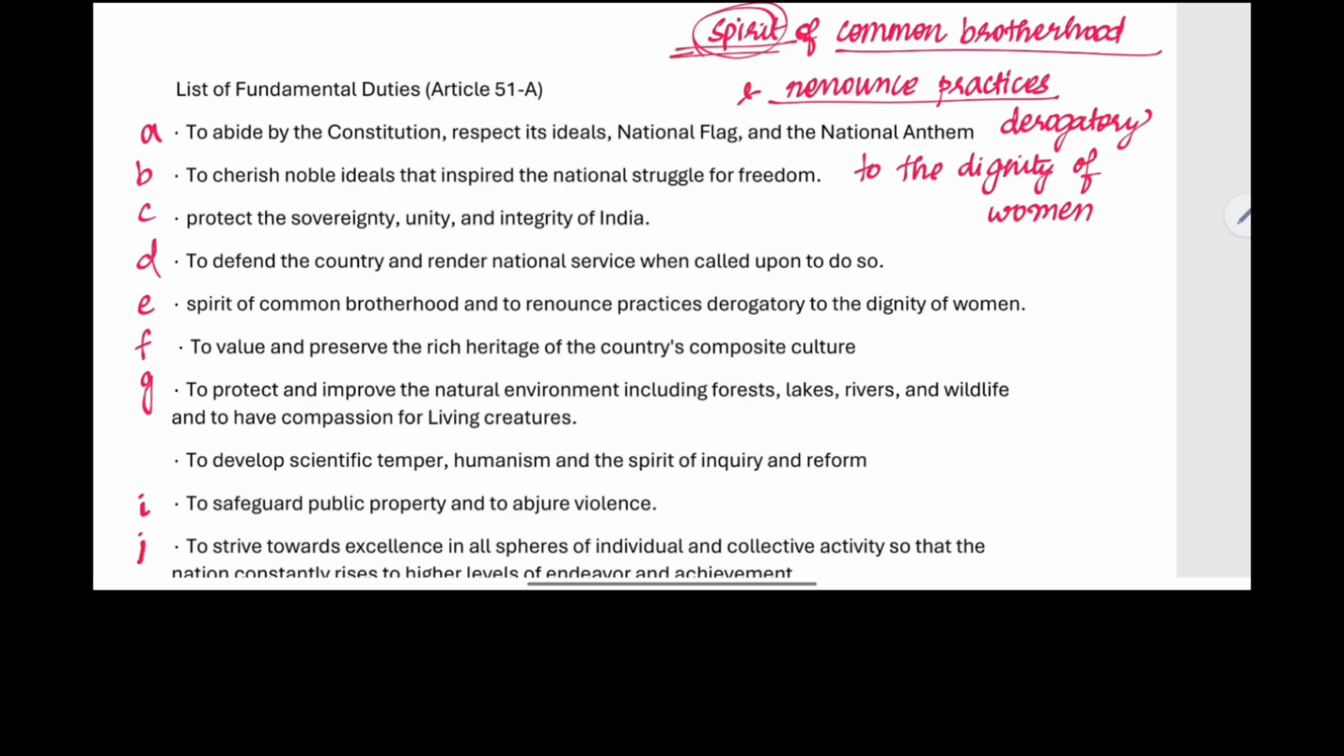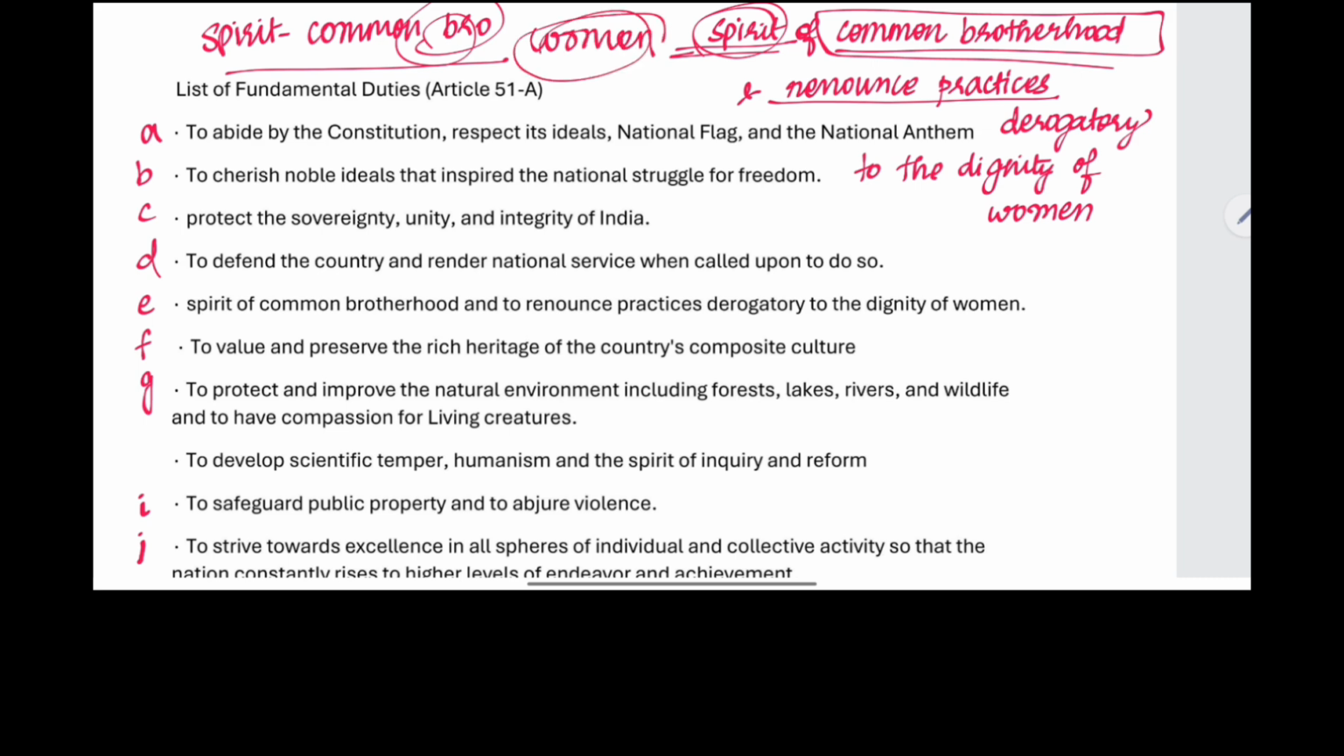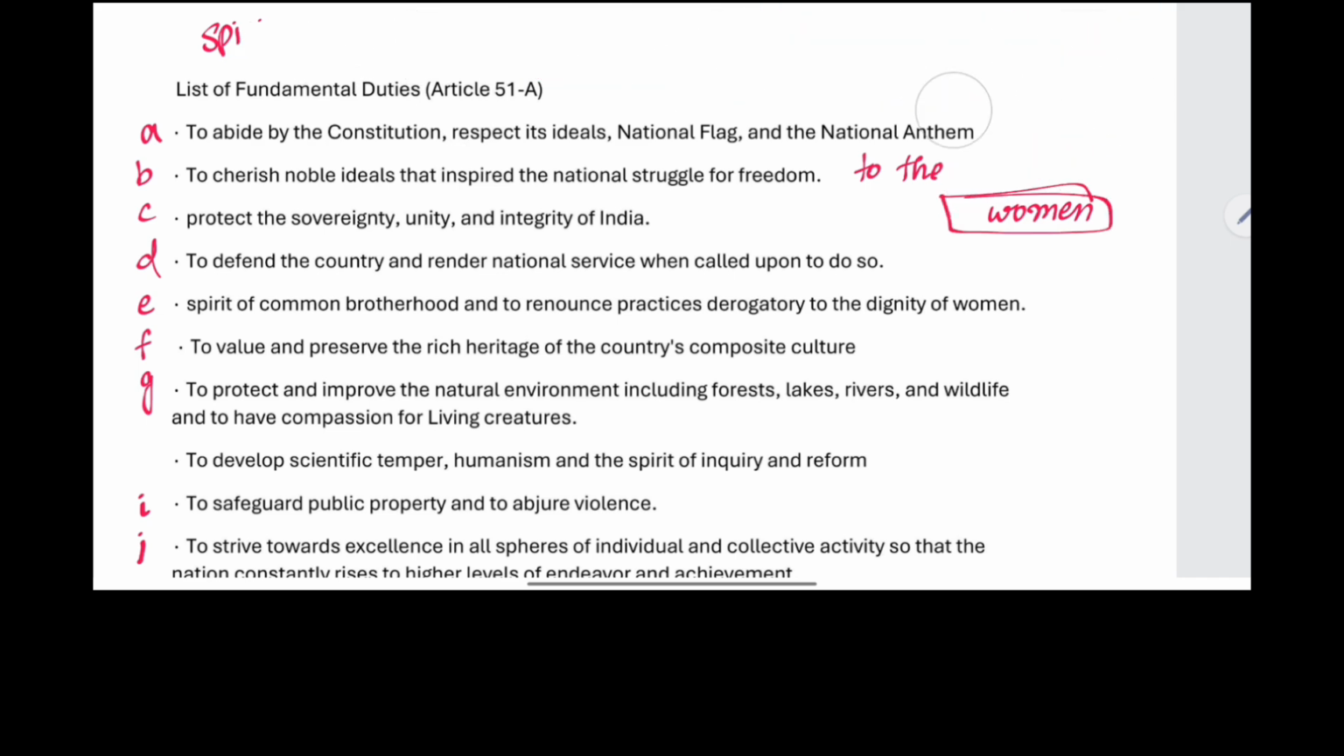The spirit is of a common brotherhood. We are brothers, right? So the common brotherhood. And here it is brother and then women, sisters, right? So for sisters we are saying that please renounce any practices which are derogatory to the dignity of the women.